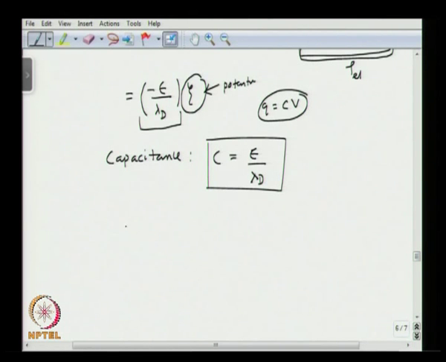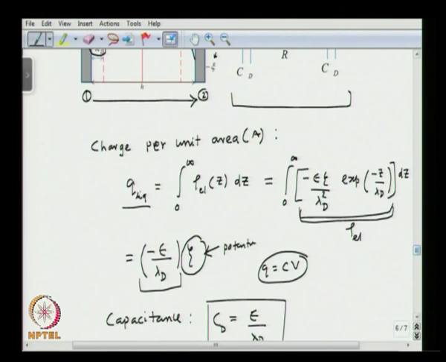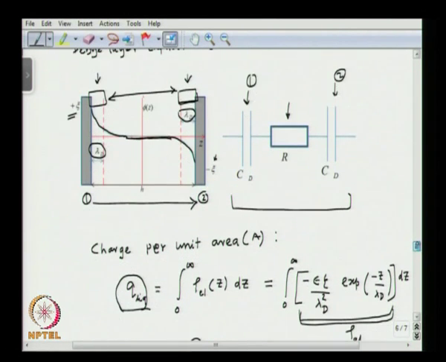Now if you use lambda d as about 10 nanometer and it is liquid, so epsilon is about 78 times epsilon naught, which is for the free space, then you can get a value for the capacitance across the Debye layer, which is of the order of 0.072 Farad per meter square. So this is the charge we are calculating per unit area of one of these plates.